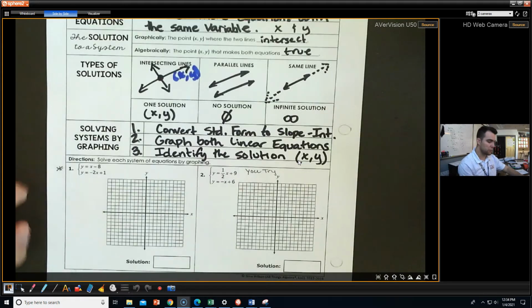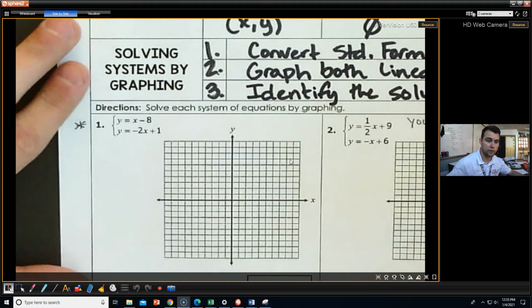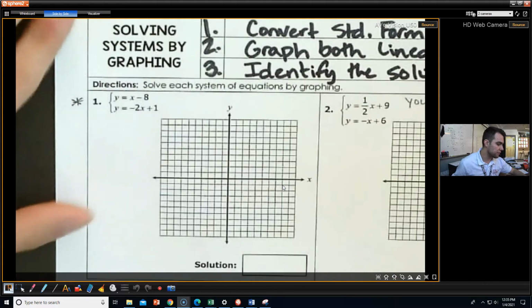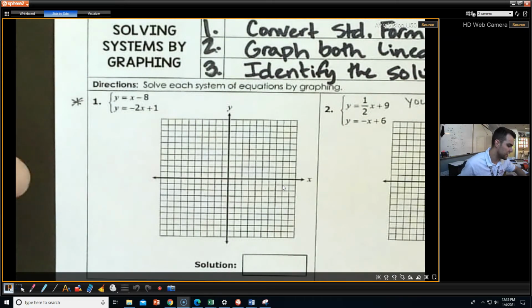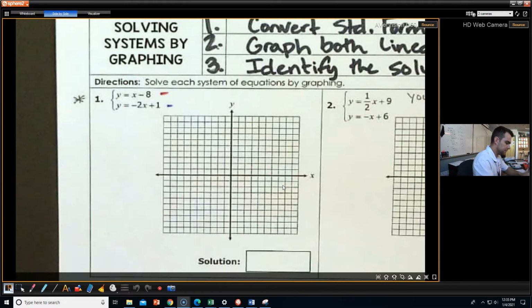So for number 1, we're going to do this one together, and I'm going to give you a chance to try one on your own. Okay, so number 1 is y equals x minus 8 for the first equation, and then y equals negative 2x plus 1 for the bottom equation. All right. Let's use different colors. I'm going to use red for the top equation and blue for the bottom one. That way we can differentiate a little bit better, okay?